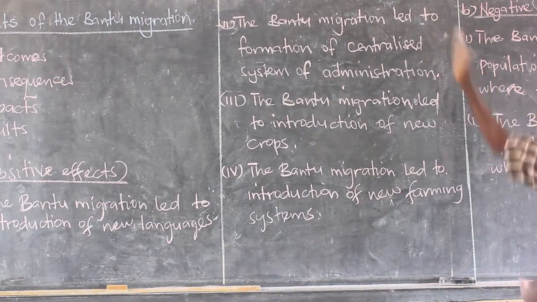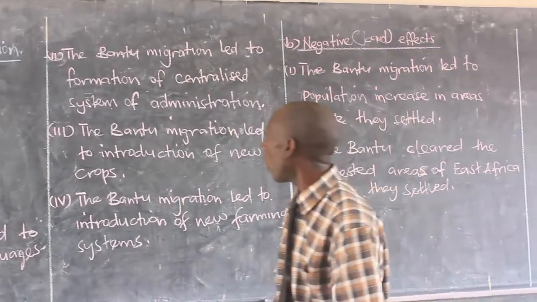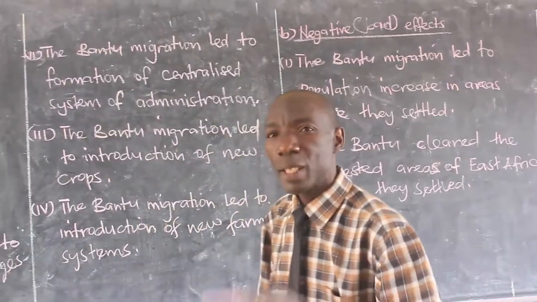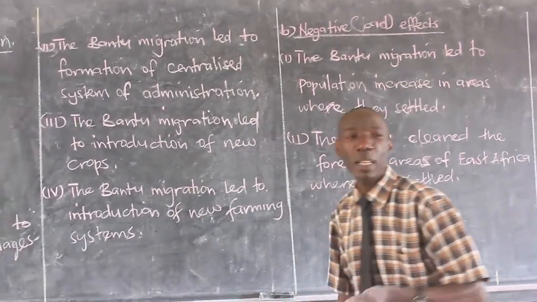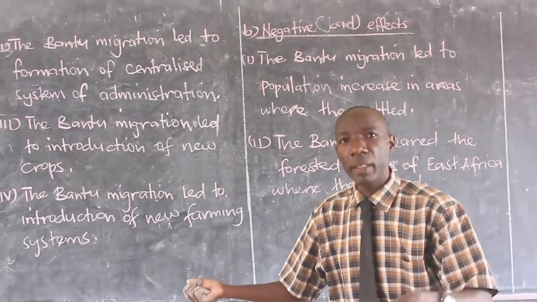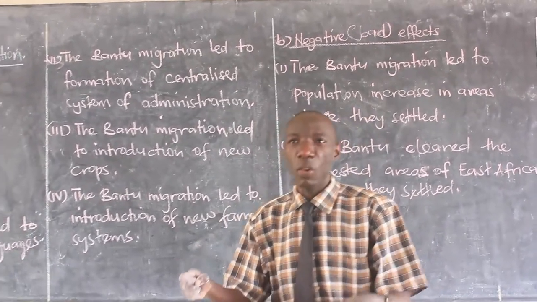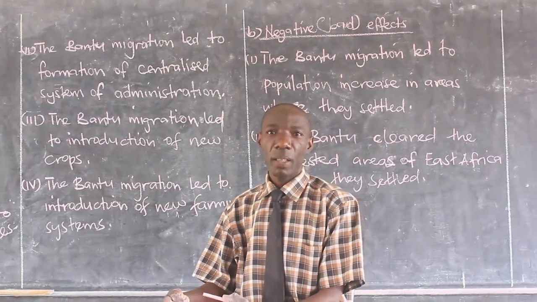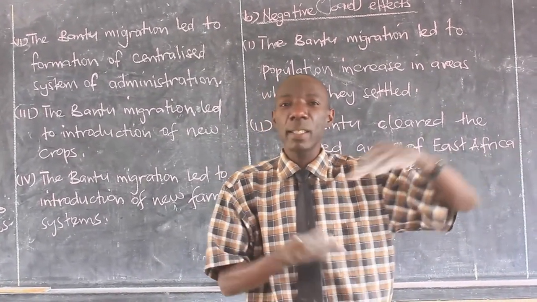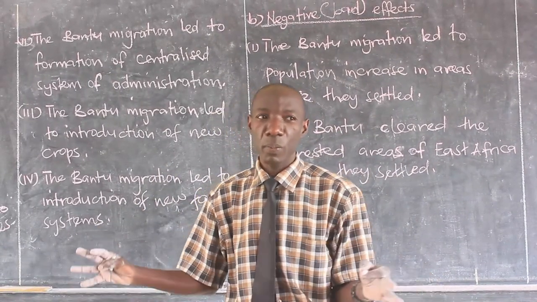Another positive result was the Bantu migration led to formation of centralized system of administration. What do I mean by that? Centralized system of administration means kingdoms. Kingdoms were formed in East Africa with the king with the highest authority over the subjects. These kingdoms were introduced alongside kings, and these kings have the highest authority in their kingdoms.